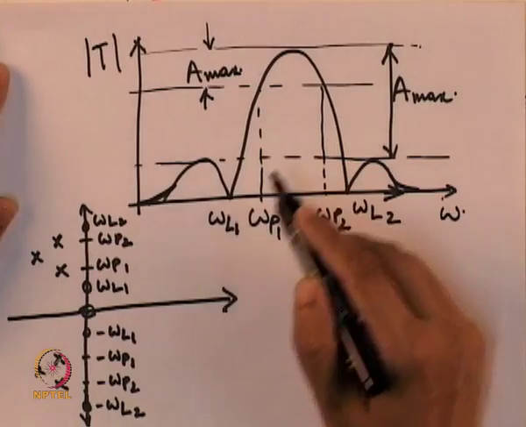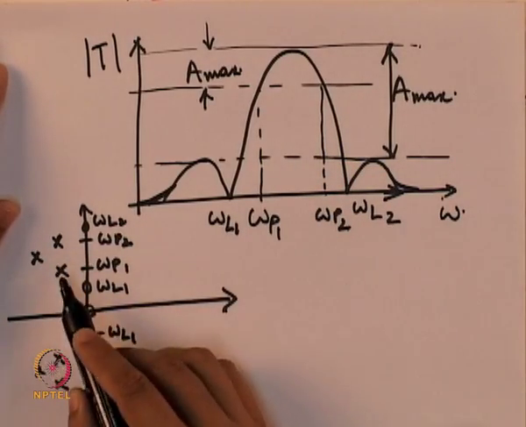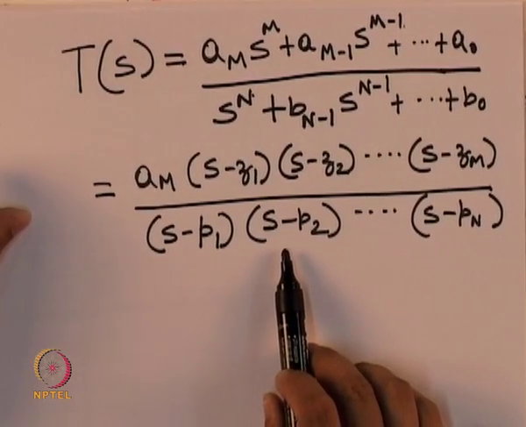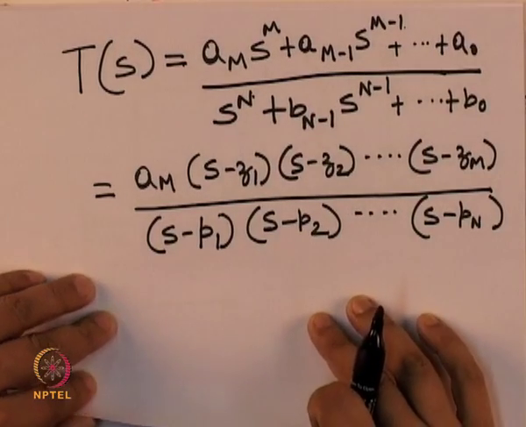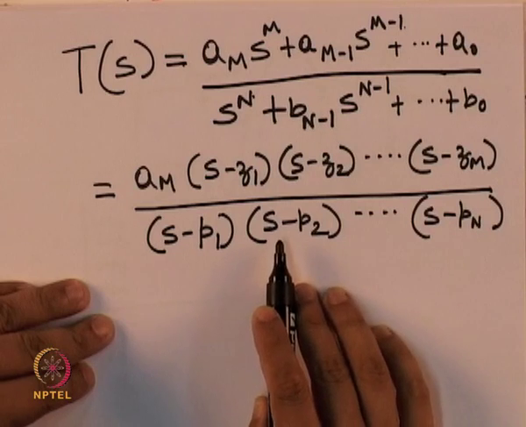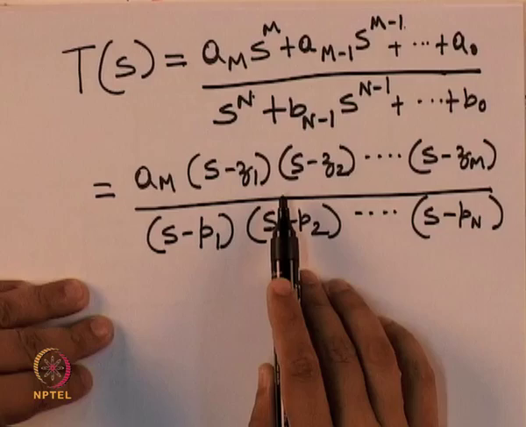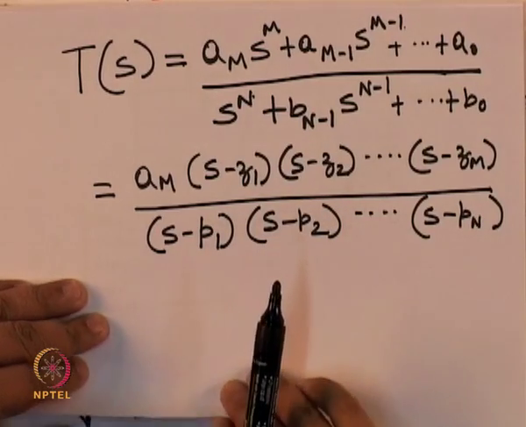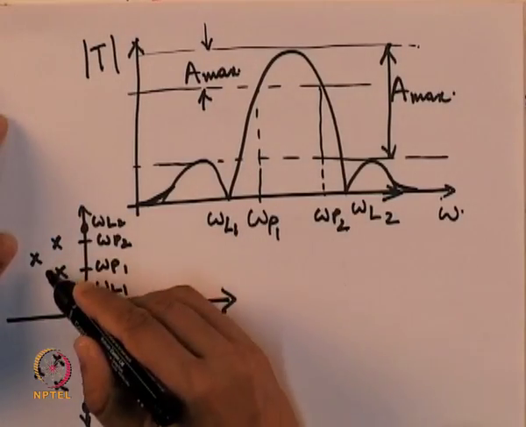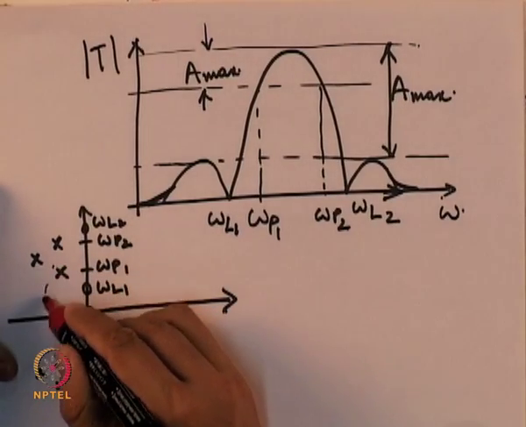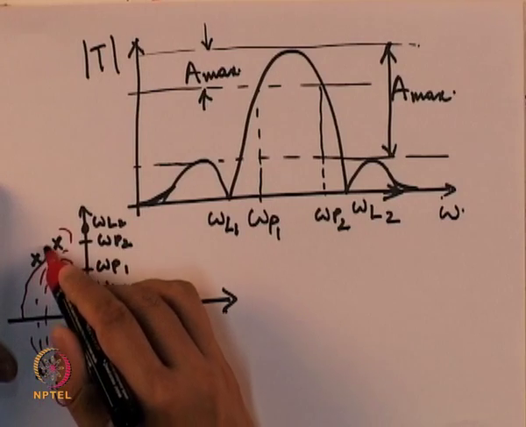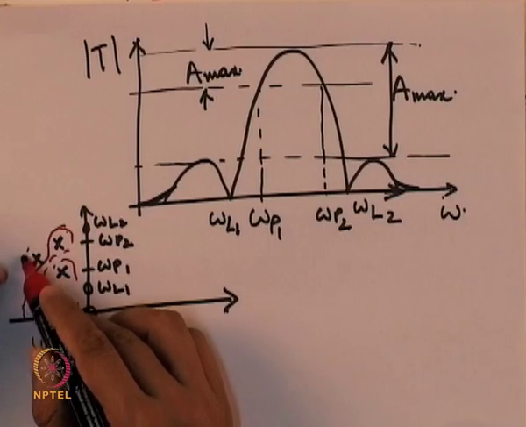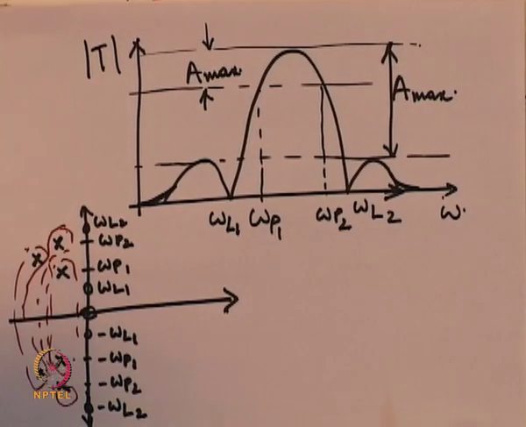Now, the poles, as we already know, since the transfer function, let us go back to the transfer function, is a ratio of polynomials with real coefficients, both the numerator and denominator are polynomials with real coefficients. Hence, the poles will either be real or will be present in complex conjugate pairs, and that is what we see here. So, these two constitute one complex conjugate pair. Similarly, these two also constitute one complex conjugate pair, and these two also constitute one complex conjugate pair.